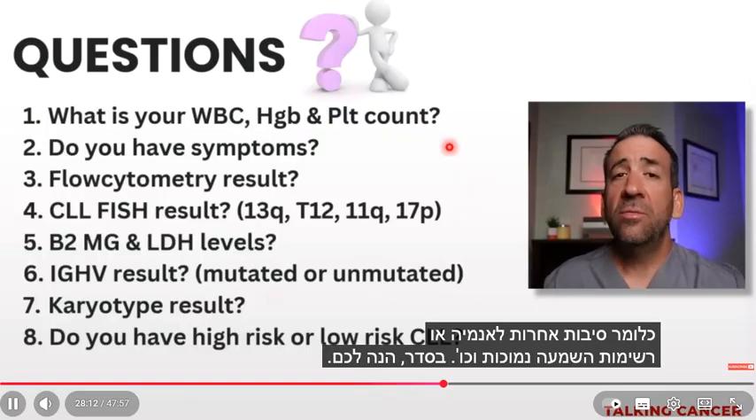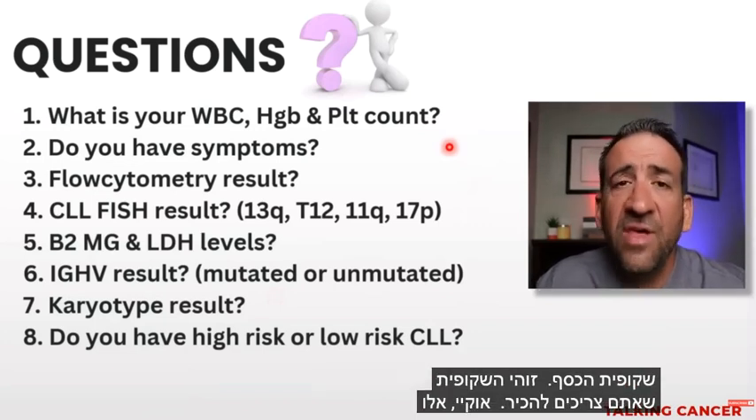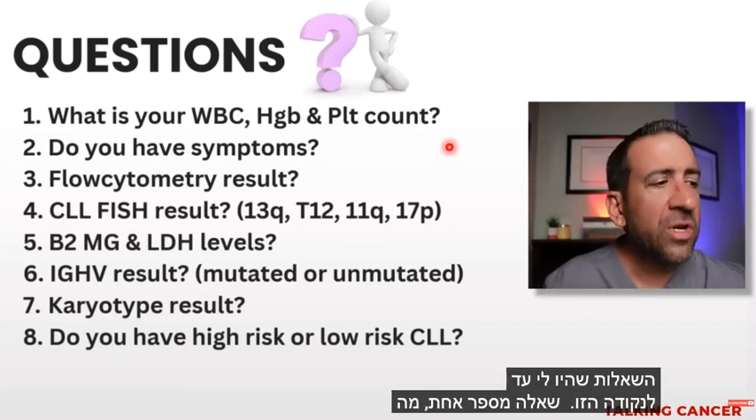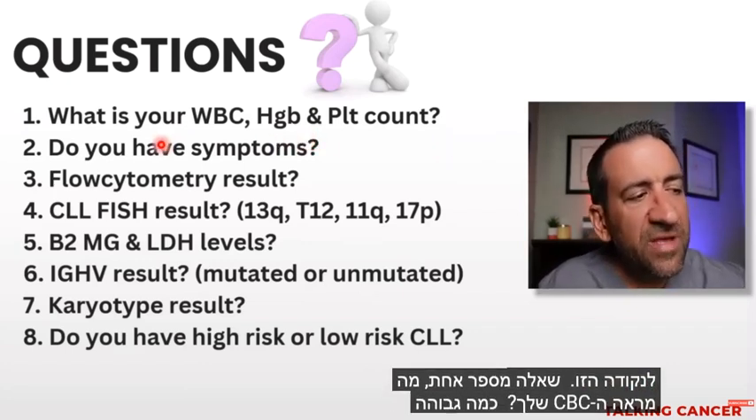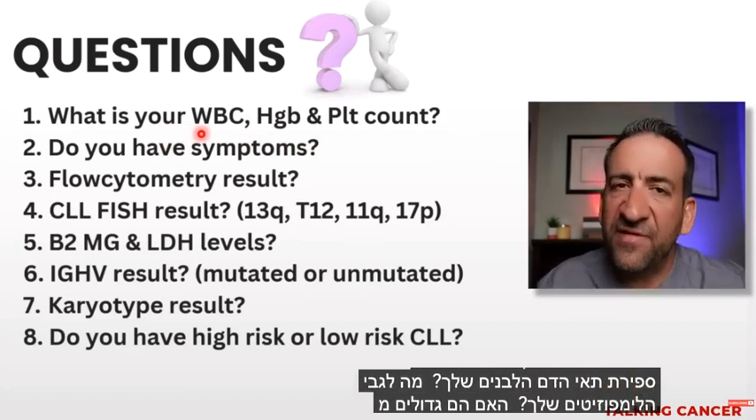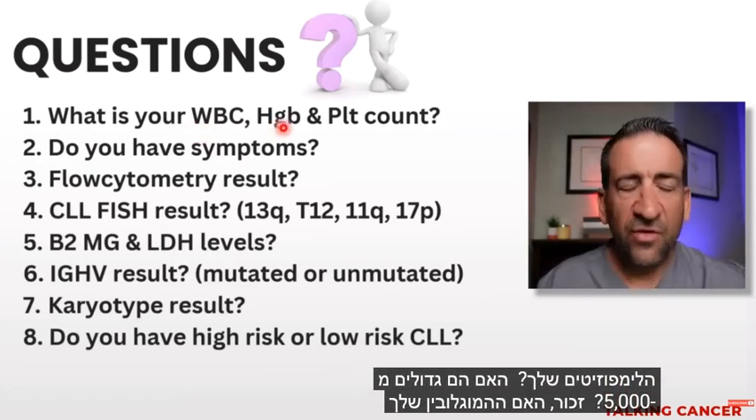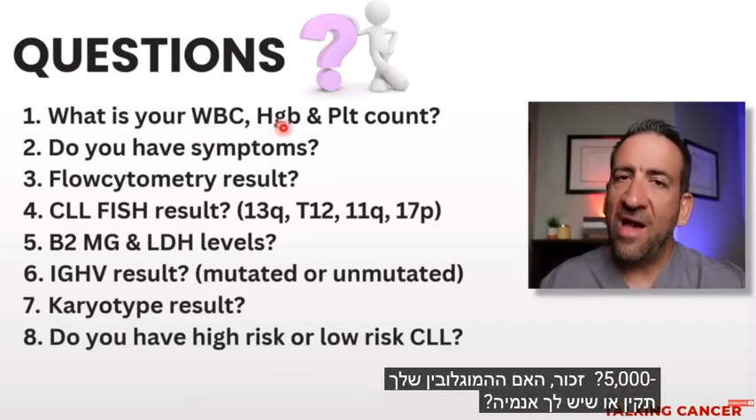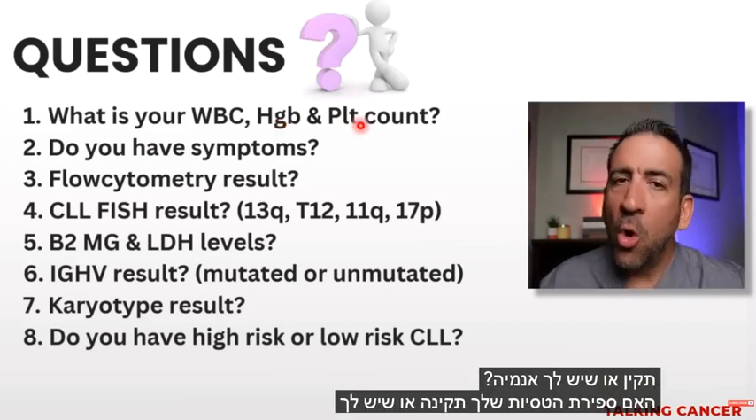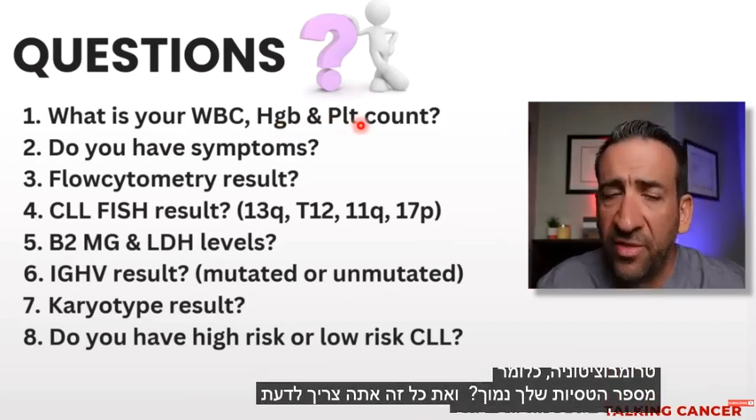All right, here you go, the money slide. This is the slide that you need to know, okay? These are the questions that I would have up to this point. Question number 1, what does your CBC show? How high is your white blood cell count? What about your lymphocytes? Are they greater than 5,000? Remember? Is your hemoglobin normal, or do you have anemia? Is your platelet count normal, or do you have thrombocytopenia, meaning your platelets are low? And you need to know all this.